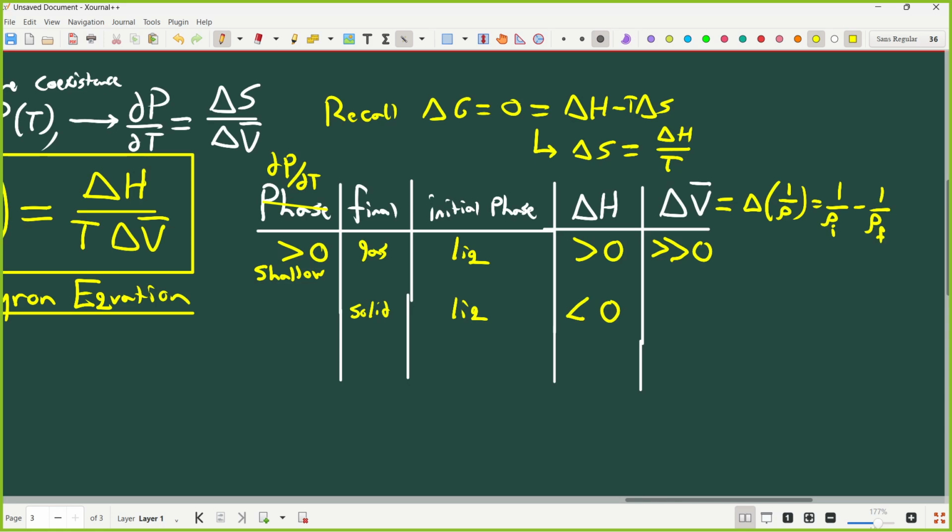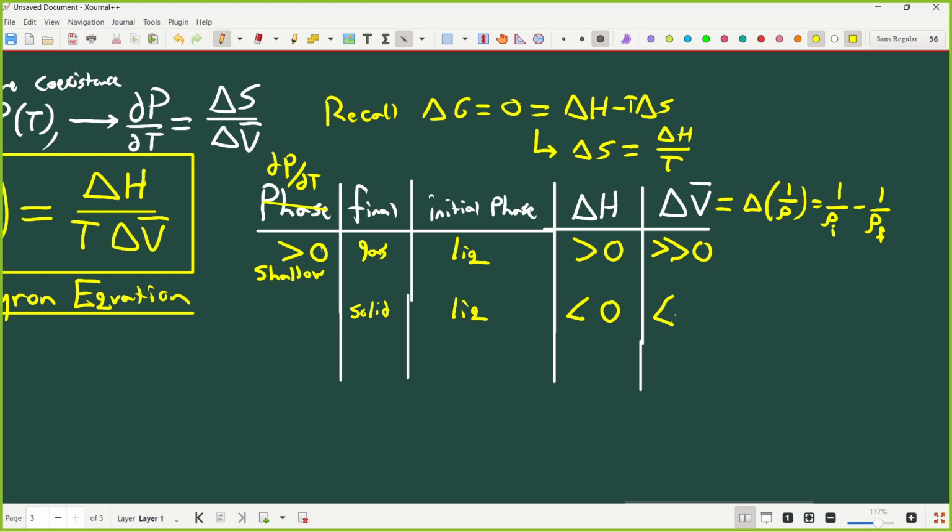Now what about delta V? Our initial phase is liquid, which has an intermediate molar volume. It takes some amount of space to get a mole in. And the solid, of course, is generally more dense. We generally think that solid is more dense. So you have a more dense material, which has a smaller molar volume, minus a larger molar volume. So delta V here is negative.